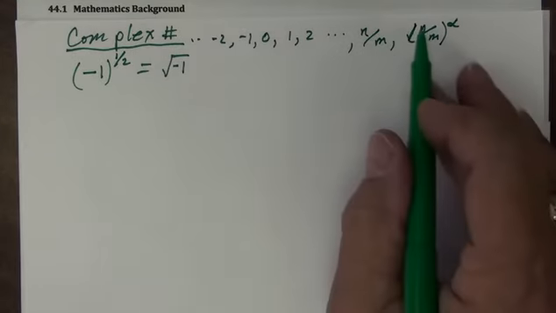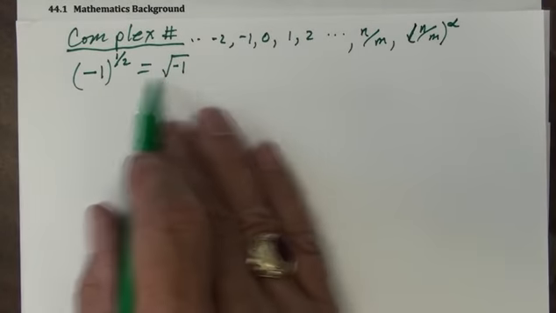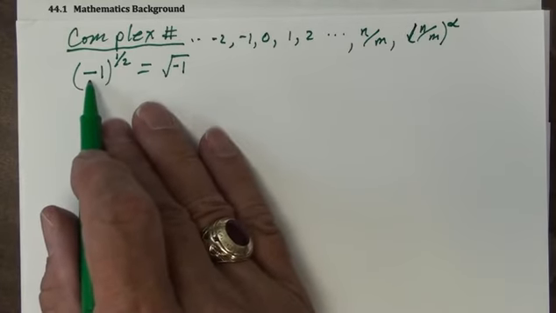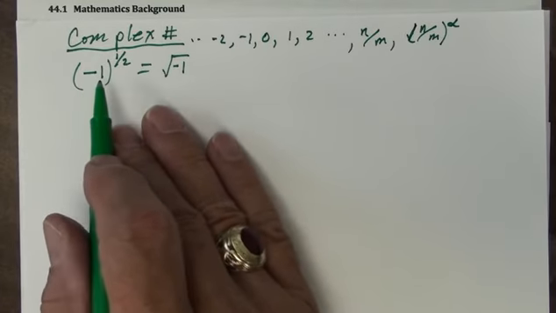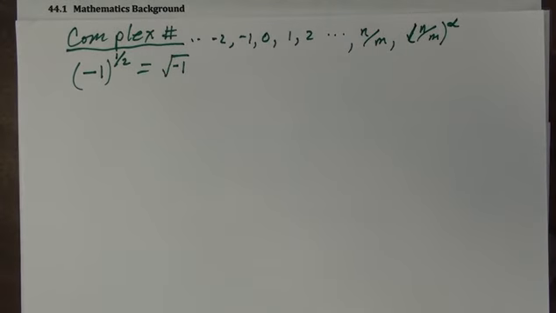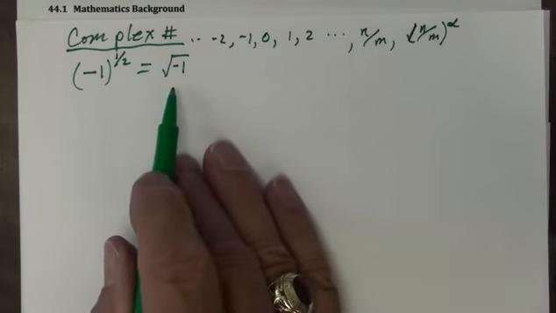Then, in fact, as long as this is positive, this is not included in any of those numbers, because all the numbers we have, if we square them, we cannot get a negative number. A positive times a positive gives us positive. A negative times a negative gives us a positive. So it turns out that this was a big battle in the mathematics community.